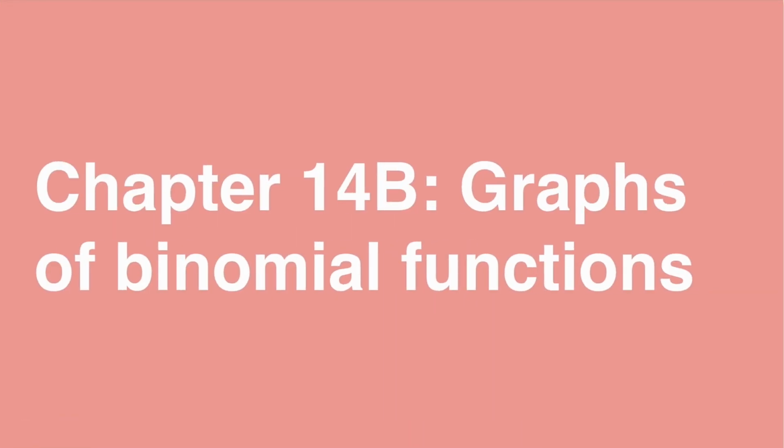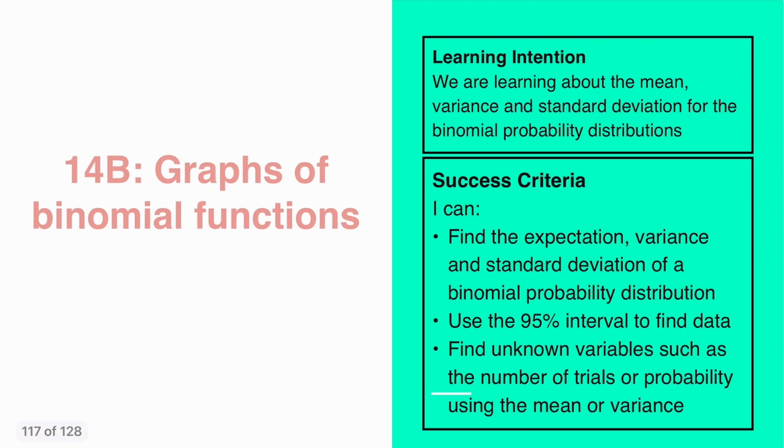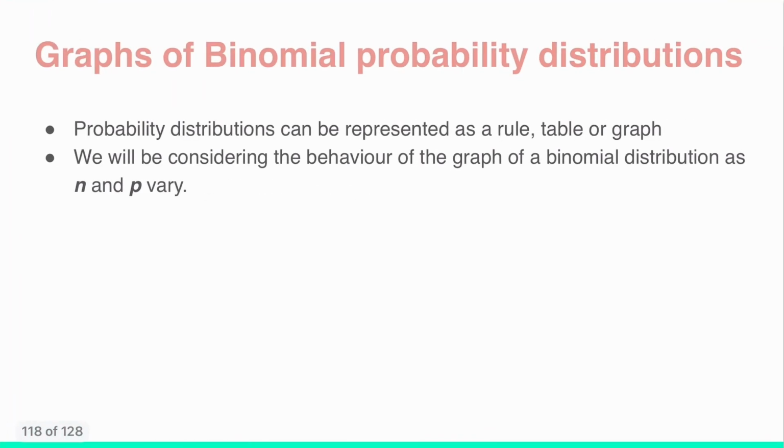All right, chapter 14B, graphs of binomial functions. So today what we're doing is we're learning about the mean, variance, and standard deviation for the binomial probability distribution. What you need to be able to do is find the expectation, variance, and standard deviation of a binomial distribution, use the 95% interval to find data, and find unknown variables such as the number of trials or probability using the mean or the variance. Hopefully a lot of these words are quite familiar to you because it's everything that we just did with our discrete random variables, but now we're specifically looking at the binomial probability distribution with expectation, variance, and so on.